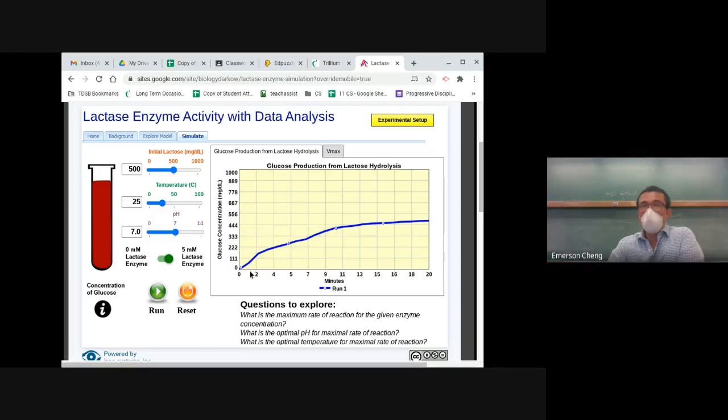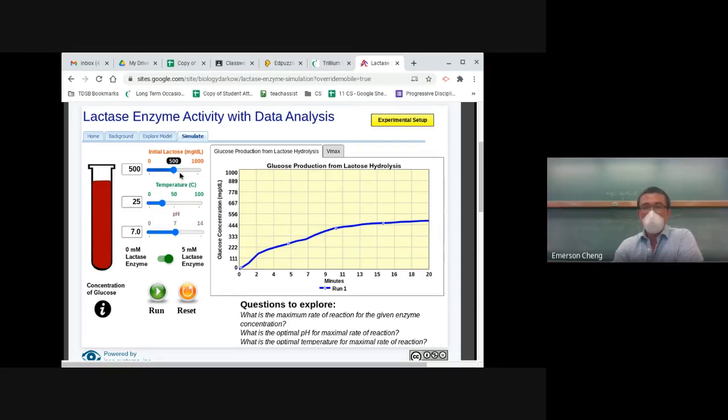Because if it is faster, then this curve will be steeper. If it is slower, this line will not be as steep, it will be more flat. Okay, correct? Because a faster reaction will make a lot of glucose, while a slower reaction takes a long time before it reaches that. So play around with that first.